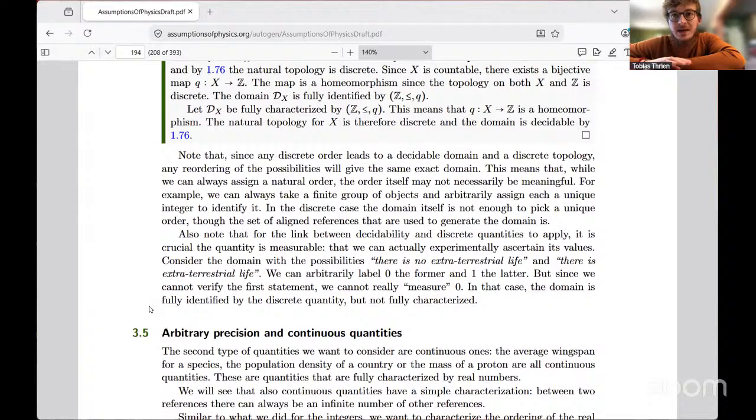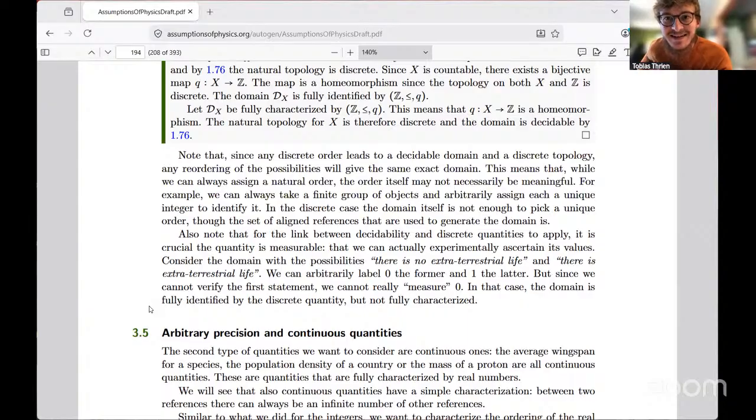Note that since any discrete order leads to a decidable domain and a discrete topology, any reordering of the possibilities will give the same exact domain. This means that while we can always assign a natural order, the order itself may not necessarily be meaningful. For example, we can always take a finite group of objects and arbitrarily assign each a unique integer to identify it.